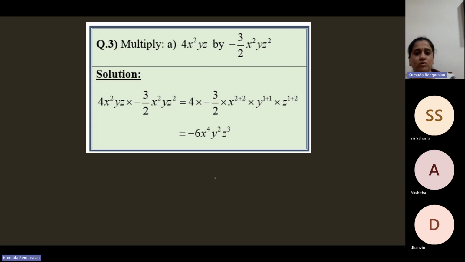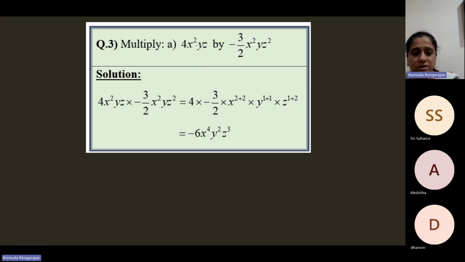So how do we multiply two monomials? Multiply the numbers. 4 into minus 3 by 2. Then multiply x square and x square. The bases are the same, so add the powers. Then multiply y and y. Y into y. Powers 1 and 1, so 1 plus 1. Then z and z square. So here the power is 1, 1 plus 2. Correct?